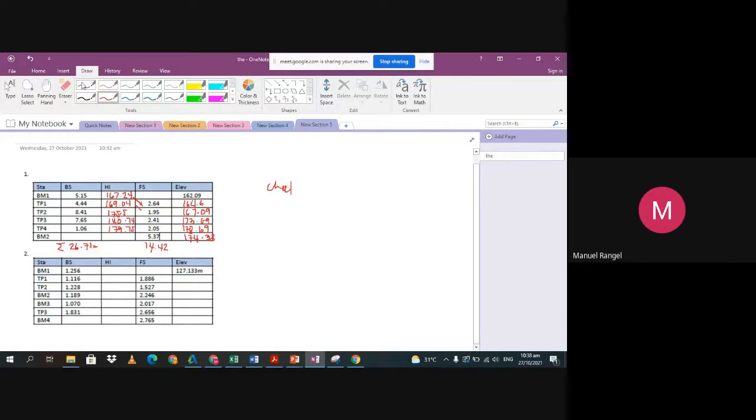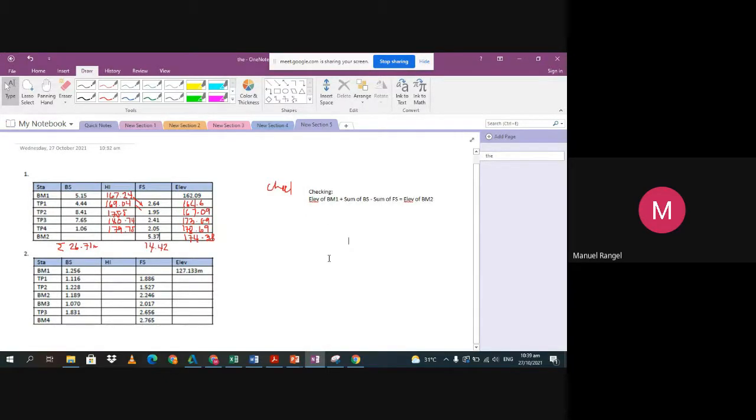Checking. Ay, pwede man tayo diri magsulat. For the elevation of BM1 plus the sum of BS minus the sum of FS should equal the elevation of BM2. Kung dili na sila mag-equal, ibig sabihon na mali or naay error sa inyong computation.